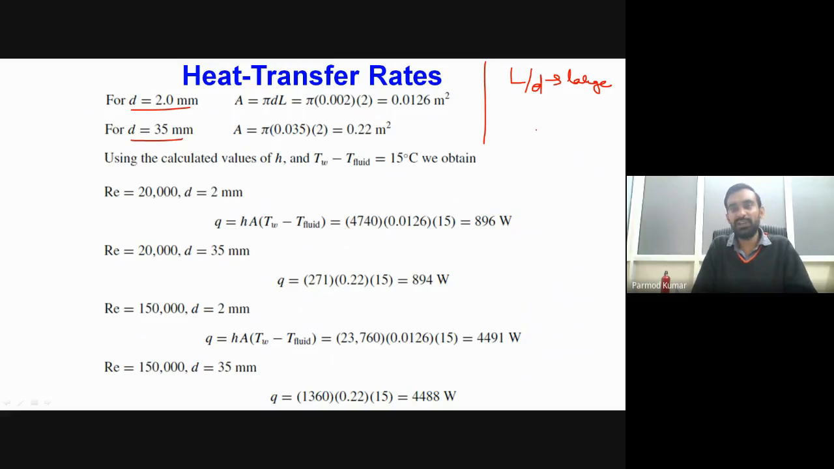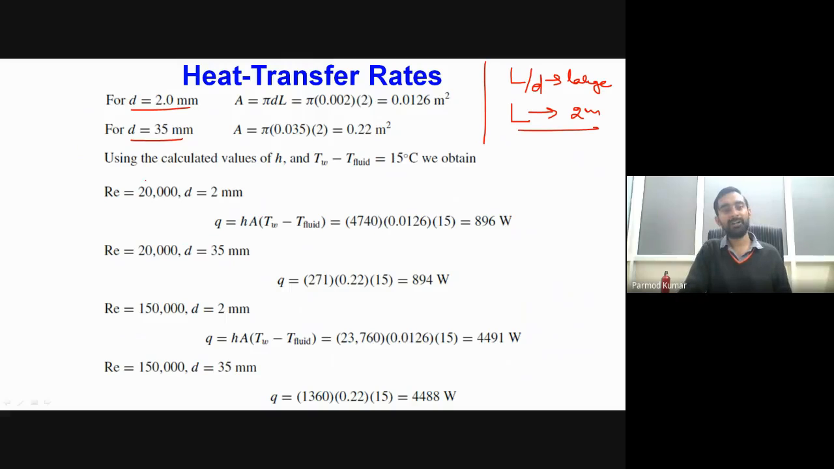So at present, considering the constraints from the practical scenario, as well as taking the theoretical understanding that we should have a sufficiently large pipe in order to have a fully developed flow situation, I am taking the length of the pipe as equal to 2 meters. So if I take the length of the pipe as 2 meters, what will be happening? My surface area is coming to be 0.0126 meter square for the smallest diameter pipe, and for the largest diameter pipe it is coming to be 0.22 meter square.